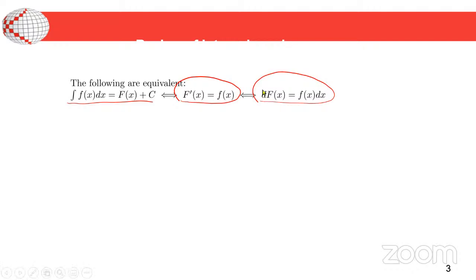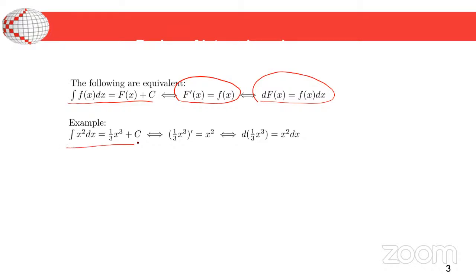Okay, so here's an example that I gave you earlier. If you want to integrate x squared, you can use the formula, right? But if you want to verify this formula, you can differentiate the function on the right-hand side to see whether its derivative is exactly x squared, and we know that is the case. Or you can use this differential form, which is just a slightly different way, but equivalent to the derivative formula.